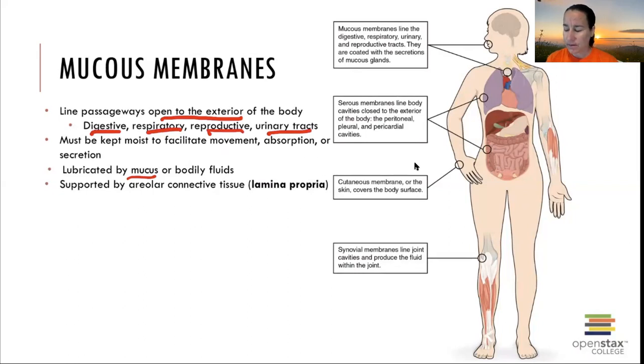So they are going to have areolar connective tissue underneath this that supports this, but the mucous membranes are going to be made out of epithelial tissue. So whether that is simple columnar on the GI tract, or we go to pseudostratified columnar in our trachea, these are mucous membranes and they are epithelial tissue.